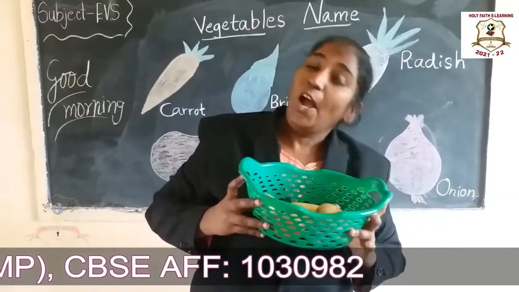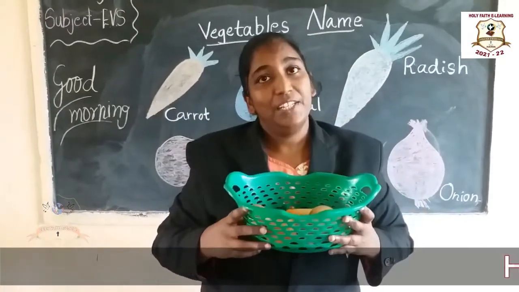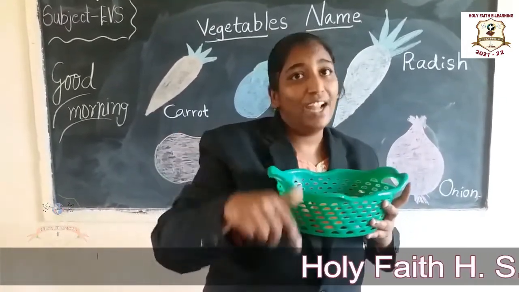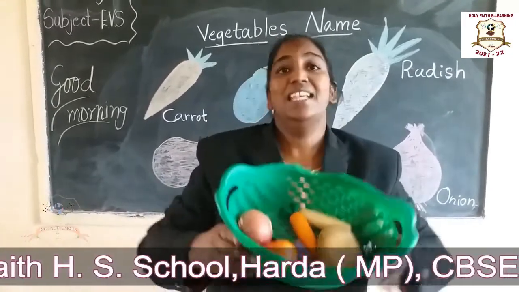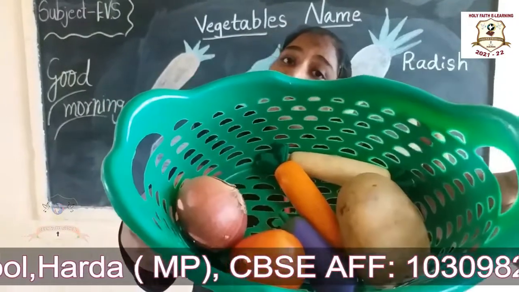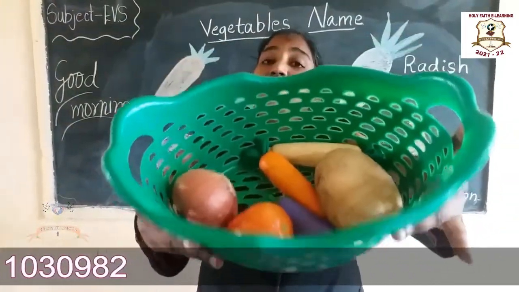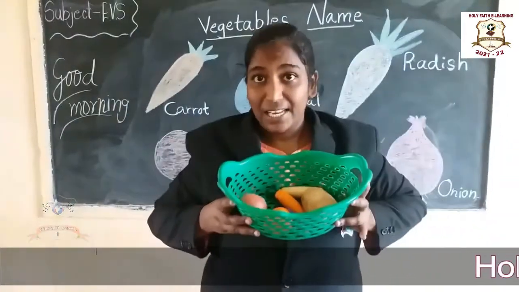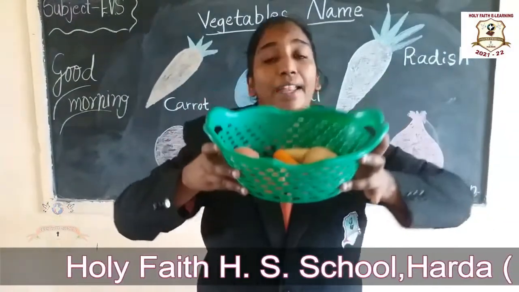Potato, tomato, onion. 1, 2, 3. Potato, tomato, onion. 1, 2, 3. Some vegetables for you and me. Vegetables for you. Vegetables for me. Vegetables for you and me.